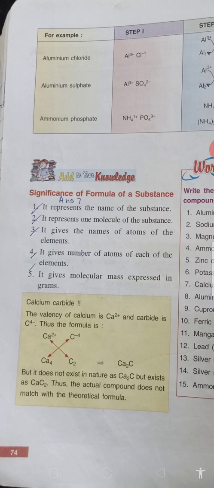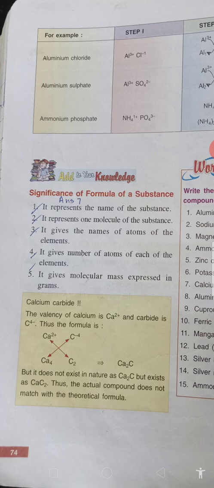Then it also gives us the molecular mass expressed in grams. So children, if you add the atomic mass of all the elements, then it can also give you the relative molecular mass, which will be expressed in grams.